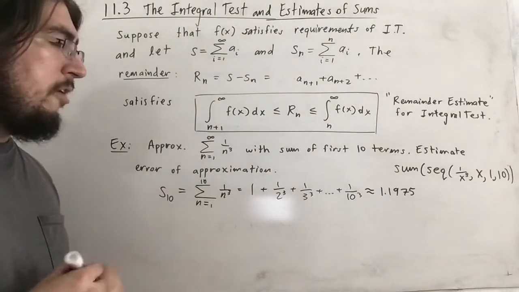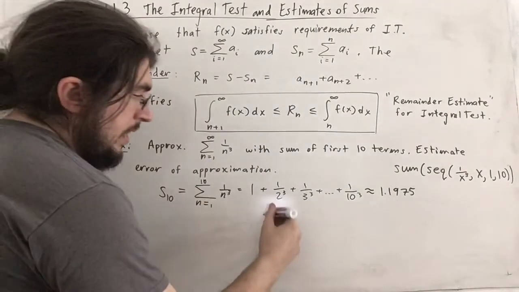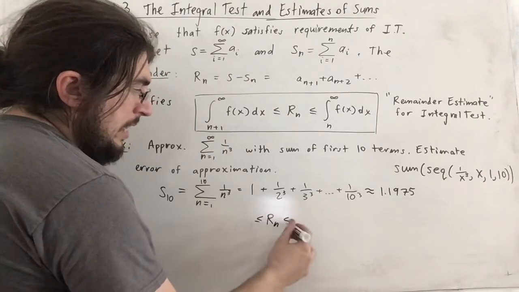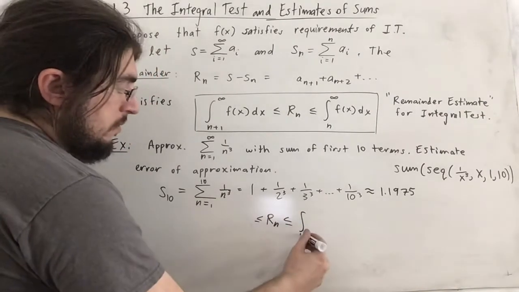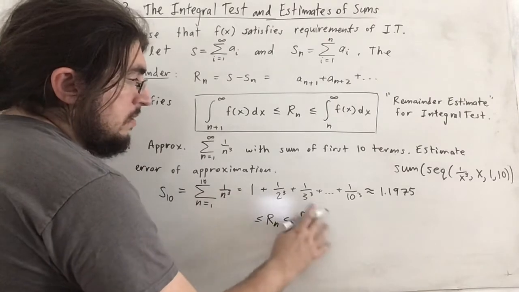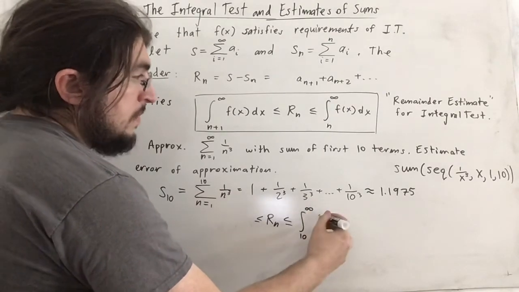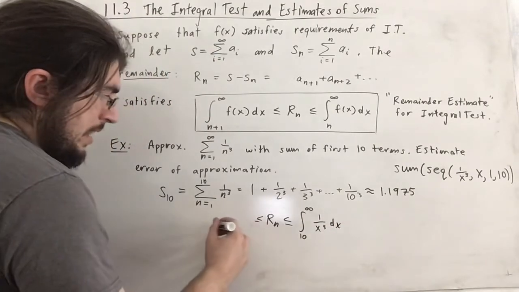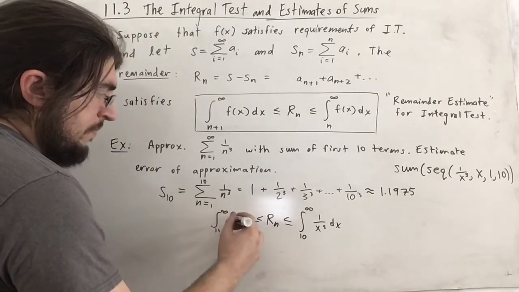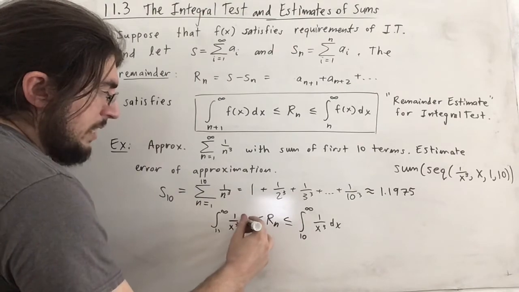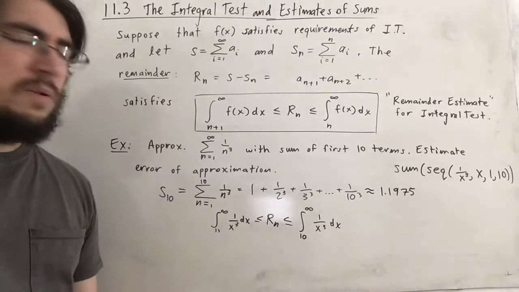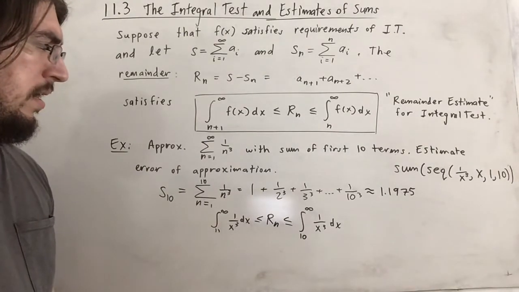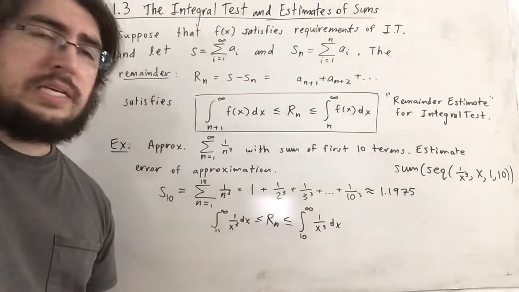Now to estimate the error of the approximation, we're going to say that r sub n, our remainder, is going to be within these two integrals: the integral from 10 to infinity of 1 over x cubed dx, and the integral from 11 to infinity of 1 over x cubed dx. And I thought I would have a little bit of space. I think we actually do have space here. That's fine. I'll calculate both of these.